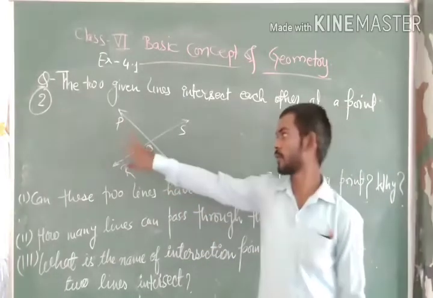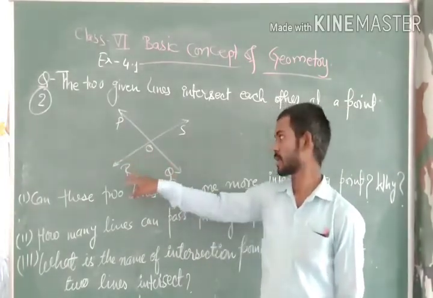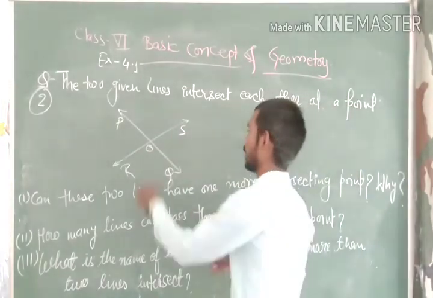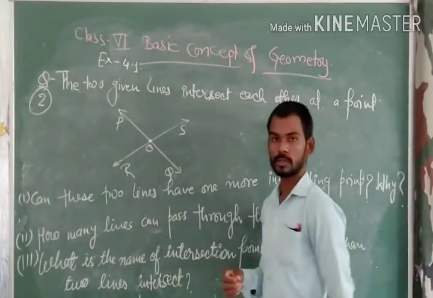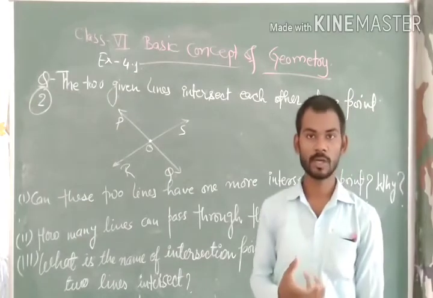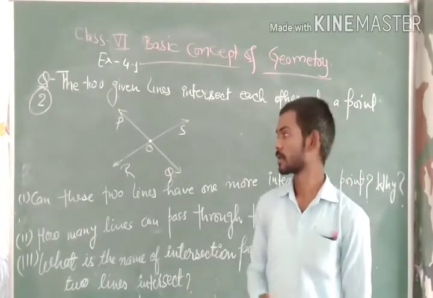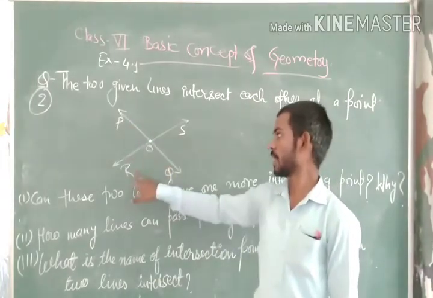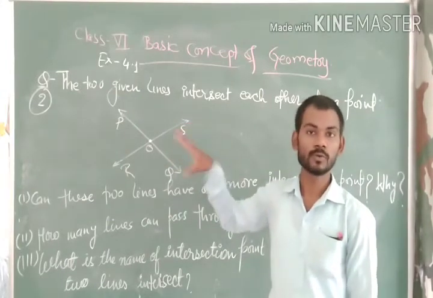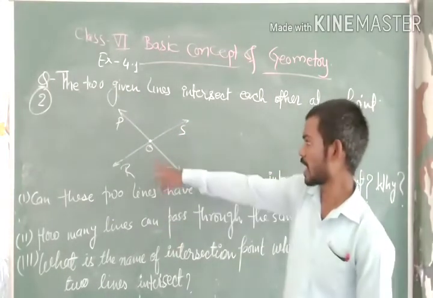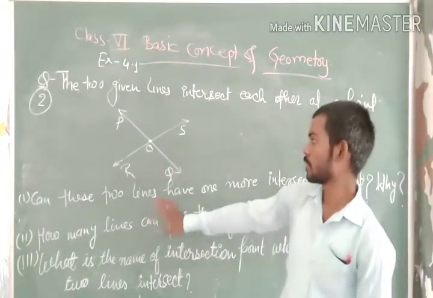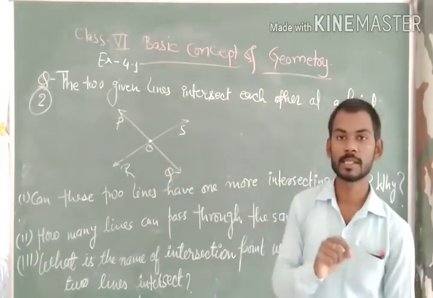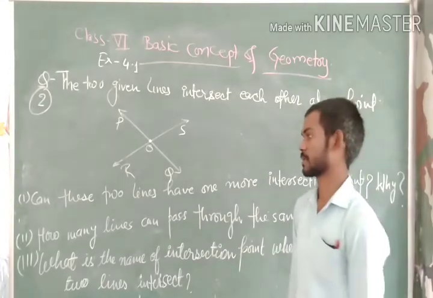Here there are two lines. The first line is PQ and the second line is RS. These two lines intersect each other at a point O. So the point O is called the point of intersection. I hope the figure is clear. Listen again. PQ and RS are two lines which intersect at a point O. These two lines are known as intersecting lines, and the point O is called the point of intersection.